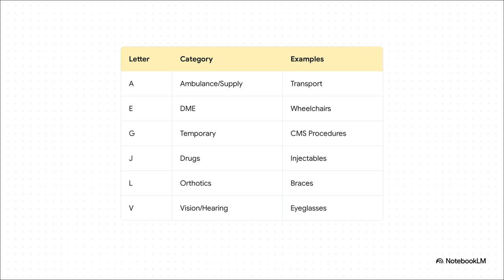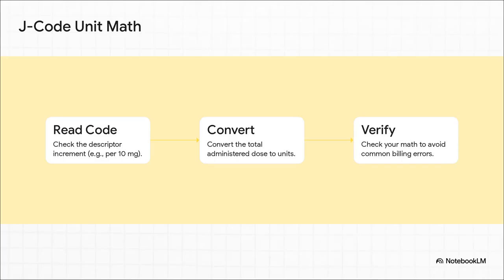A is for ambulance and supplies. E is for equipment, specifically durable medical equipment like hospital beds. G codes are CMS temporary clinical codes for Medicare-specific services. J is for jabs. These are your injectable, non-oral drugs and chemo. L is for limbs and braces, orthotics and prosthetics. And V is for vision and hearing. Lock those in.